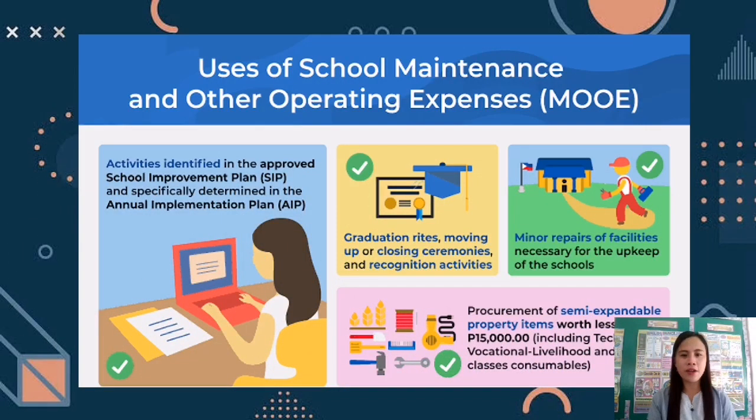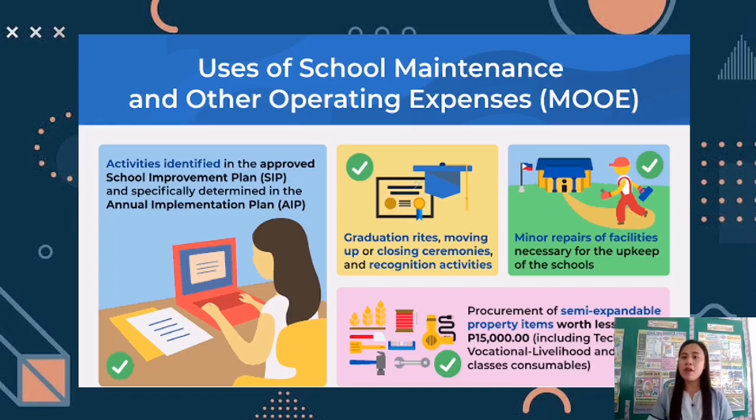These are the following uses of school maintenance and other operating expenses, or MOE. First, it is used for the activities identified in the approved school improvement plan, or the SIP, and specifically determined in the annual implementation plan, or the AIP. It is also used for graduation rites, moving up or closing ceremonies, and recognition activities.